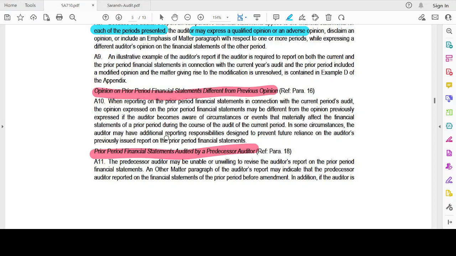Okay. Opinion on prior period financial statements differs from the previous opinion. When reporting on the prior period financial statements in connection with the current period's audit, the opinion expressed on the prior period financial statements may be different from the opinion previously expressed if the auditor becomes aware of any circumstances that materially affect the financial statements of a prior period during the course of the audit of the current period. In some circumstances, the auditor may have additional reporting responsibilities designed to prevent future reliance on the auditor's previously issued report on the prior period financial statements.